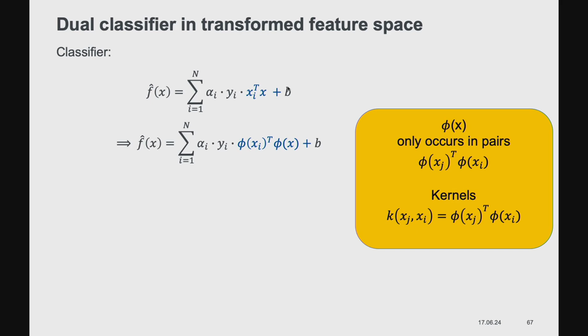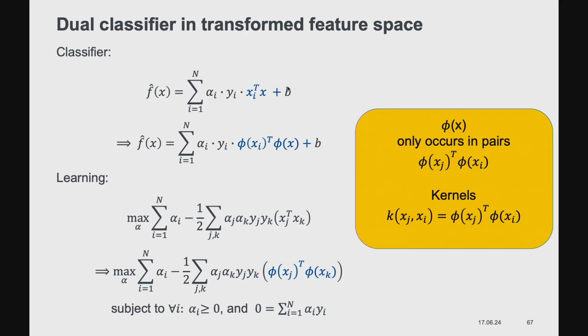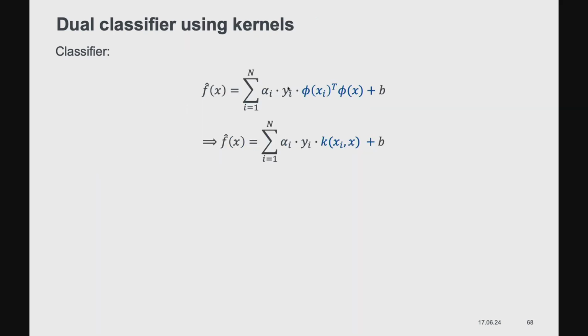And people come up with many kernels. People even try to learn kernels. And so you then have such a kind of a kernel representation of support vector machines, which then looks like this. Instead of the phi of xi, phi of x, you have the kernel between xi and x.